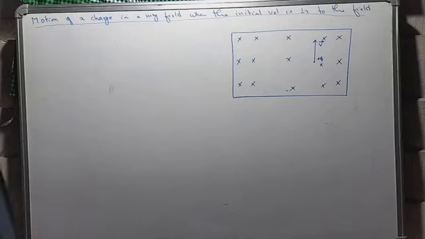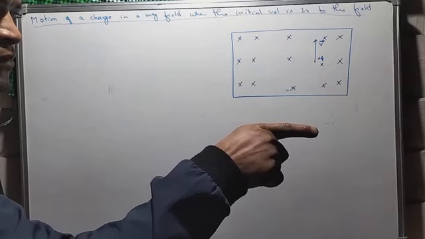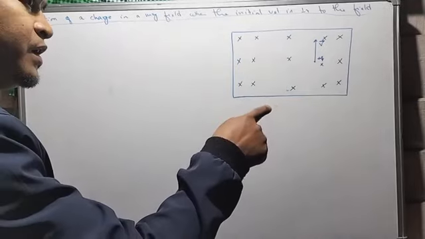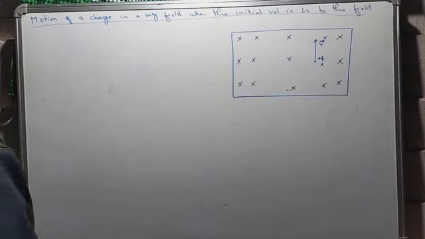Okay, we have seen in the previous video that when a charge is moving in a magnetic field, the charge always experiences a magnetic force. When I say magnetic force, it means the charge will deflect. Instead of going straight, because of the presence of the force, the charge may deflect either left or right, depending upon the direction of motion of the charge.